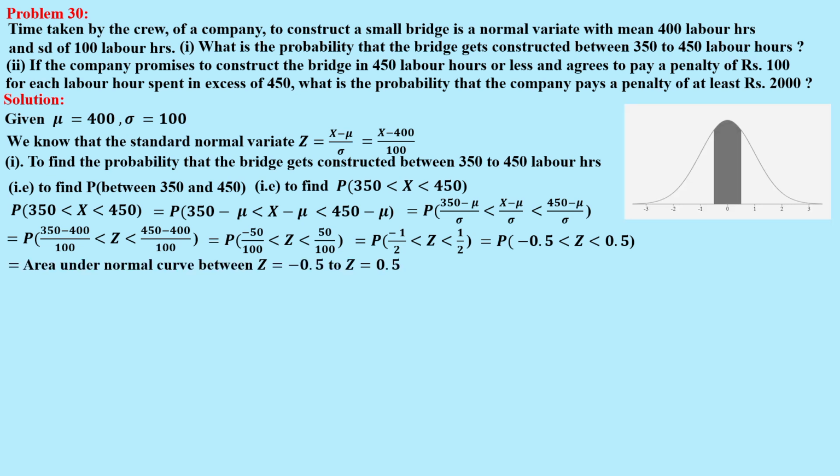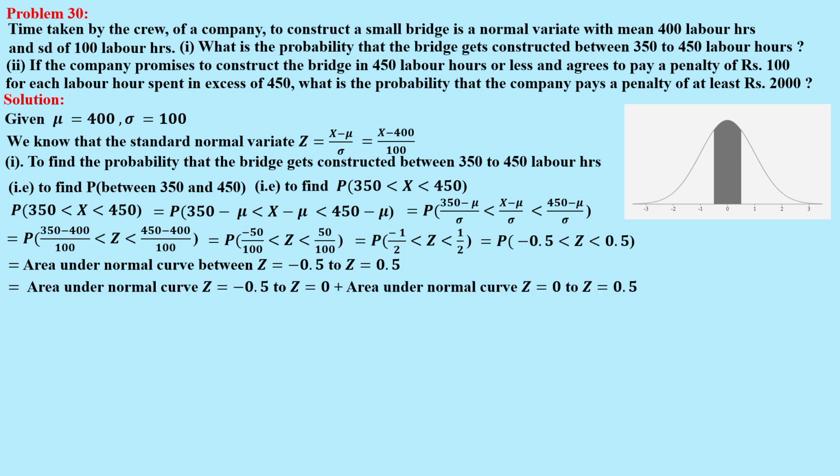So this is the area. It can be split into two: the negative area, minus 0.5 to 0, and 0 to positive 0.5. But by using the symmetry condition, as I already told you, when you get P of minus a less than z less than a, then you can write 2 times probability of 0 less than z less than a, because of the symmetry. That is what we are going to see. So using the symmetry, the negative area is equal to the positive area.